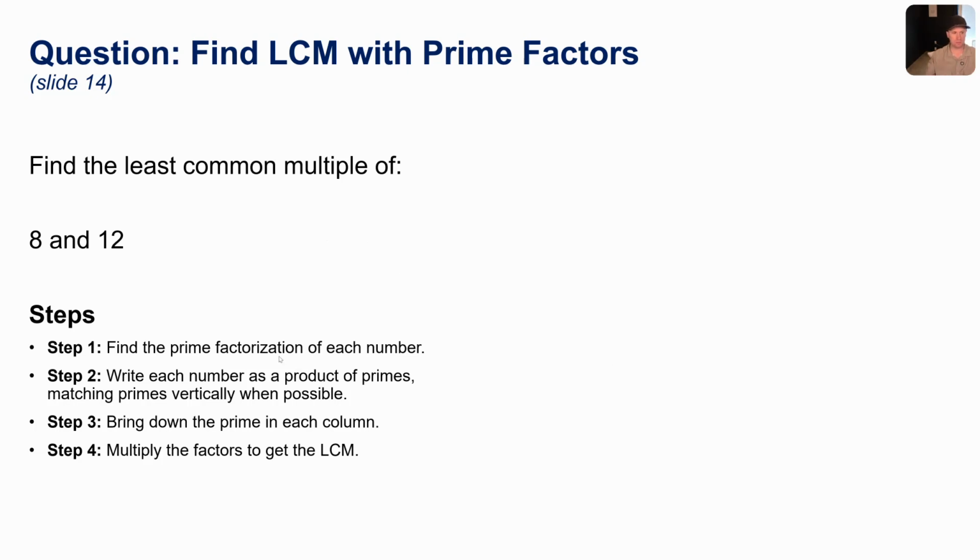First, we're going to find the prime factorization of both numbers. I'm going to use the factor tree method to do the first step, finding the prime factorization of each number. So we can take the number 8 here. Let's make this black. So 8 and 12. Then 8 can be factored down into 2 and 4. 2 is a prime number, and 4 can be factored down into 2 and 2.